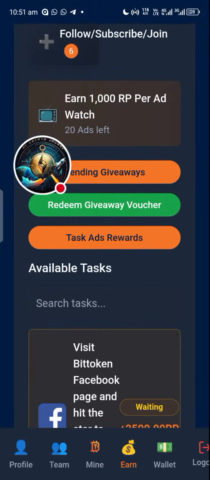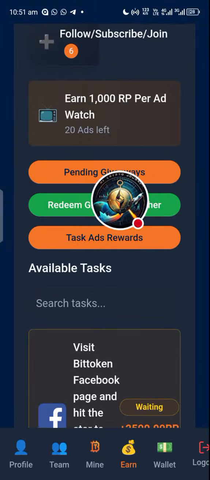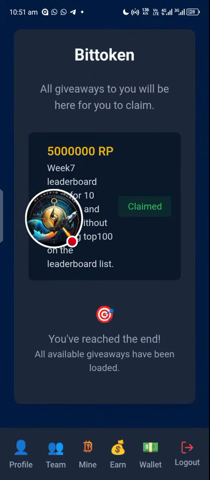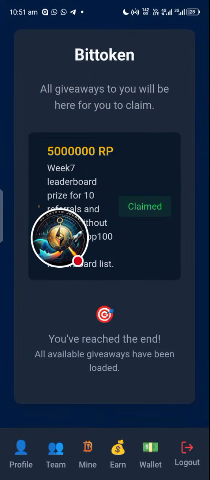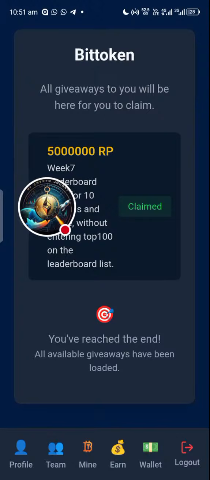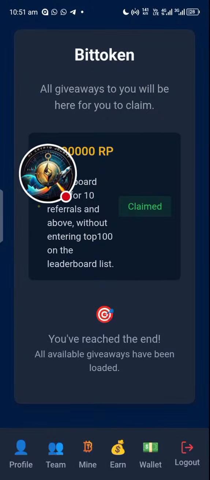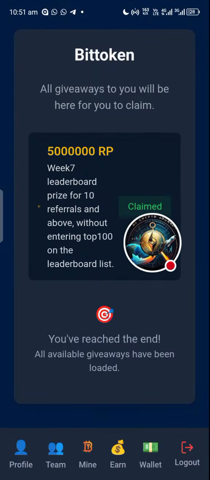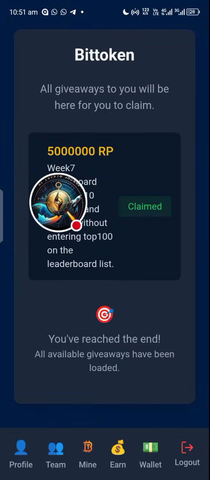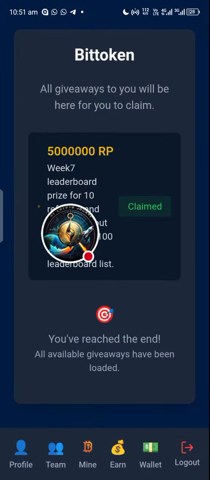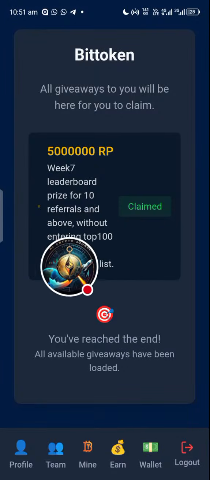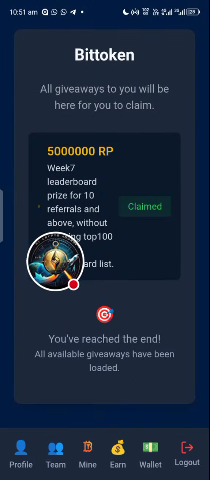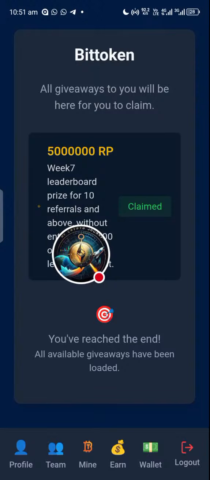Now, I clicked on this pending giveaways. There are giveaways currently ongoing on the platform. You can see where I claimed 5 million. So go and click on the pending giveaway to check if you have anything to claim there. I have 5 million RP, which I claimed this morning. I think the reason is because they say weekly leaderboard prize for 10 referrals and above, without entering the top 10, top 100 on the leaderboard list. So there is a referral campaign going on.